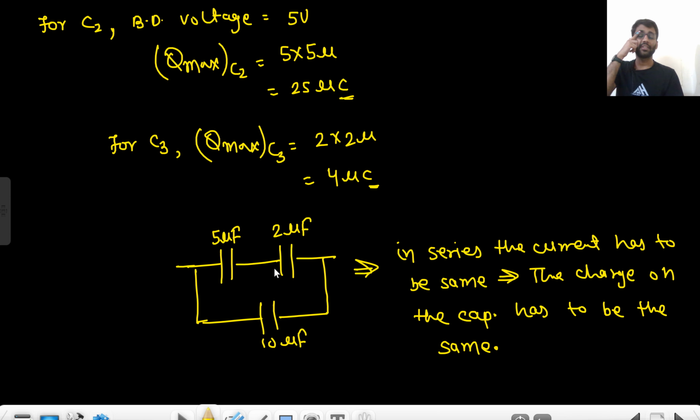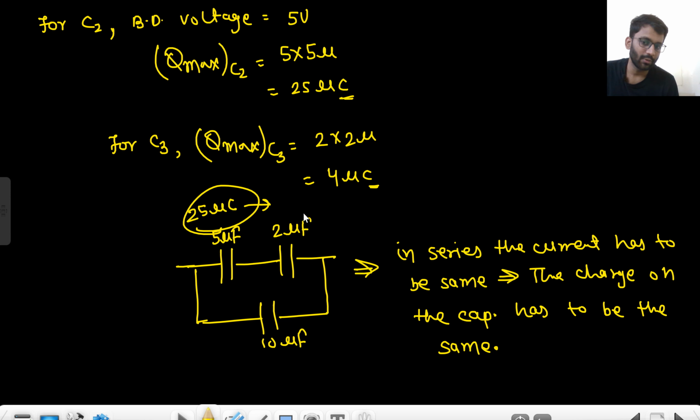Now, what do you think? How much charge will you be giving to this capacitor, this capacitor and this capacitor? Can you give 25 microcoulomb to this? If we give 25 microcoulomb to this, then we also have to give 25 microcoulomb to this, right? Because the charge has to be the same. If I give 25 microcoulomb to 5 microfarad, I have to give 25 microcoulomb to 2 microfarad as well. But if I give 25 microcoulomb to this 2 microfarad, what will happen? This will burn out, because this 2 microfarad can only have 4 microcoulomb, right?